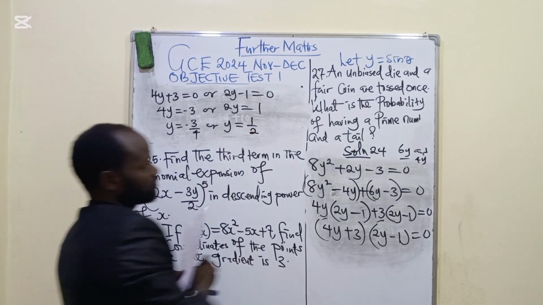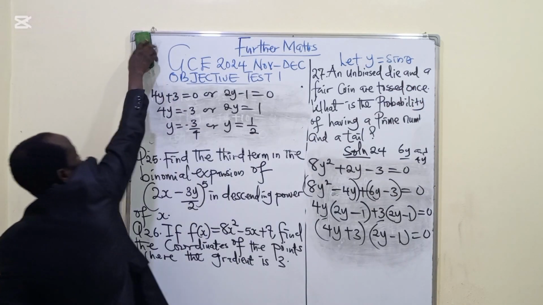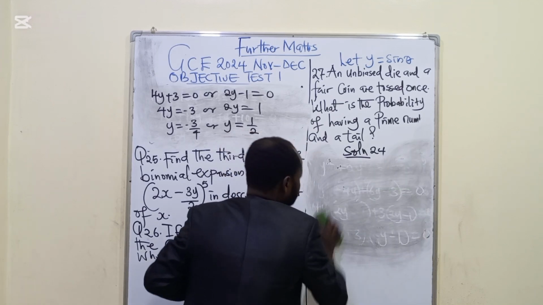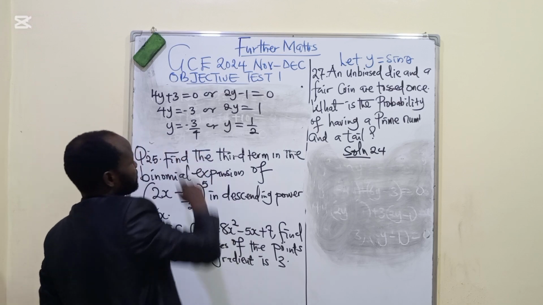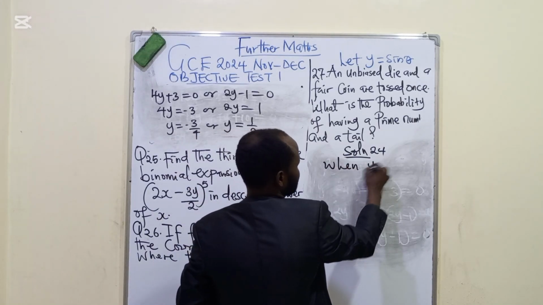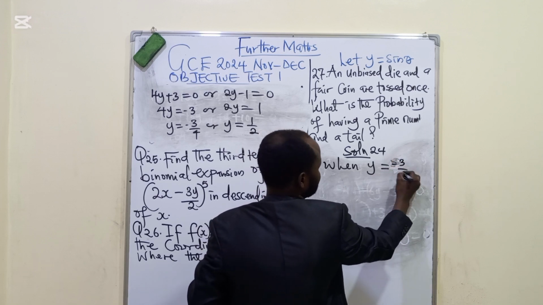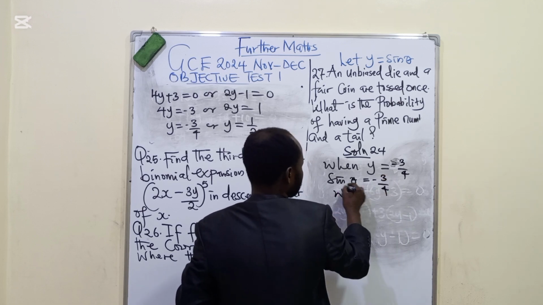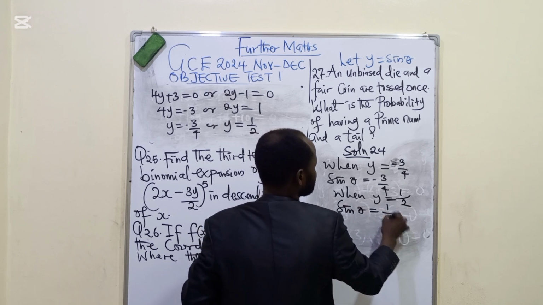Well, it's not what we're looking for. See our assumption here: let y be sine what? Sine theta. Very important. We will use that assumption. Let's move here. Let's click here so that we can work on that. So here, when y is minus 3 over 4, what will be our sine theta? When y is sine theta, or when y is minus 3 over 4, then sine theta will be equal to minus 3 over 4. When y is half, sine theta will be equal to 1 over 2.